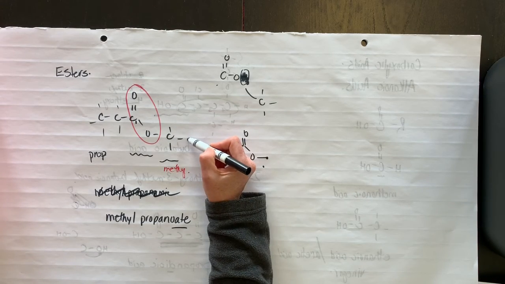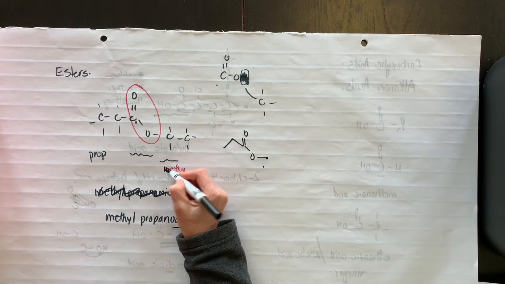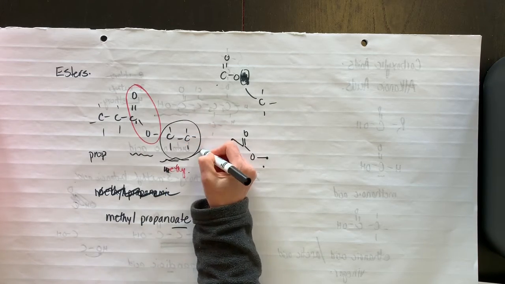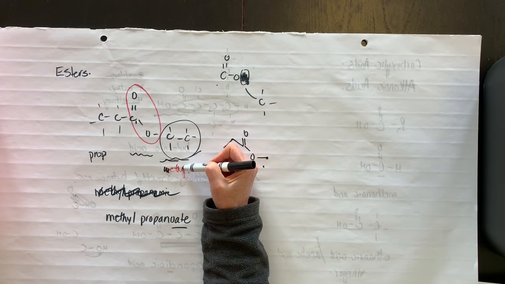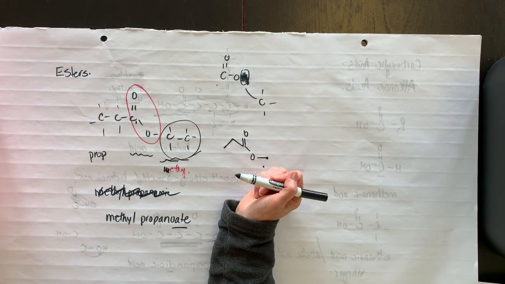If I took this and just stuck another carbon on it, this would then become ethyl propanoate because I now have 2 carbons. So ethyl, what's it on? A 1, 2, 3 propanoate. So that would be called ethyl propanoate.